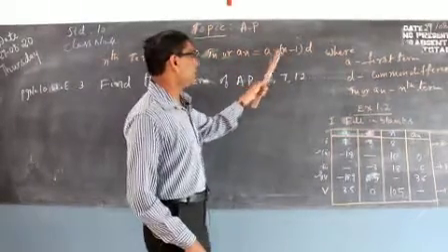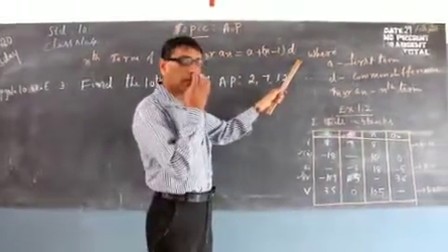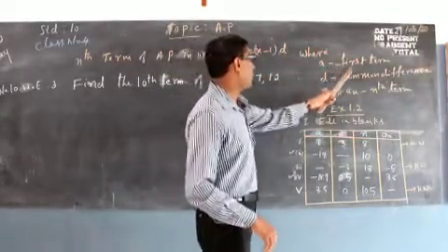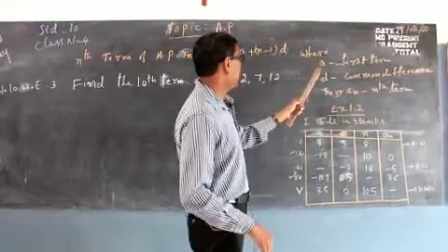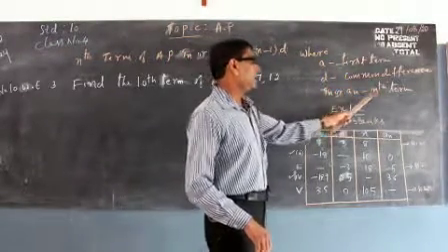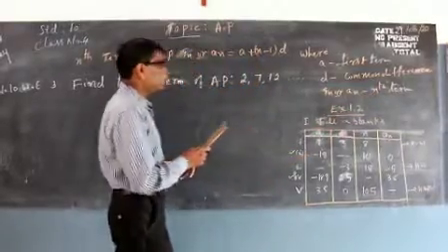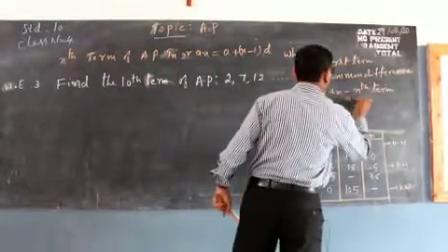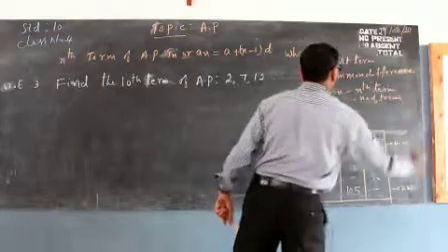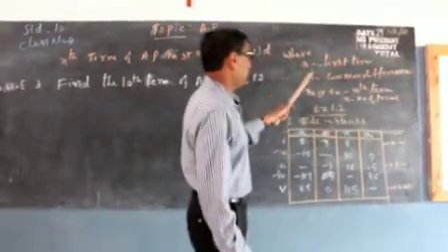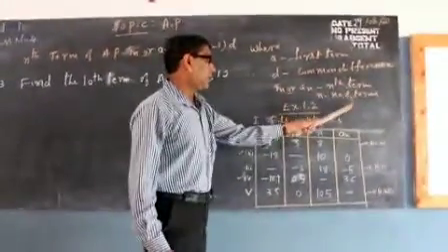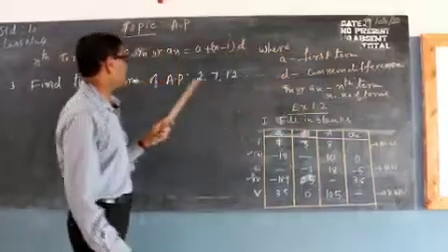An is equal to A plus n minus 1 into D. What are the variables or terms in this? Where A is the first term. A means what? First term. D is the common difference. Tn or An is the nth term. And n is the number of terms. A first term, D common difference, Tn or An the nth term, n the number of terms. Let us do some problems about this.